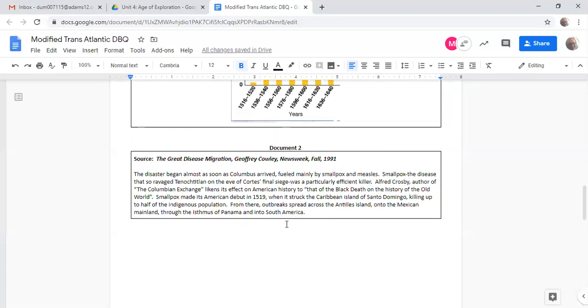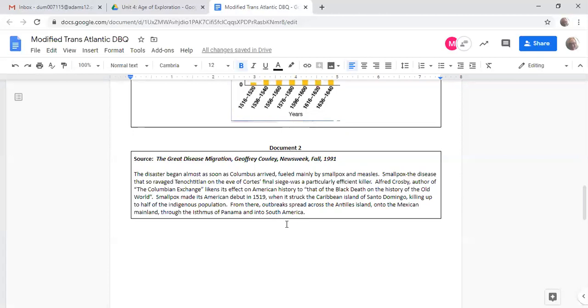The disaster began almost as soon as Columbus arrived, fueled mainly by smallpox and measles. Smallpox, the disease that so ravaged Tenochtitlan on the eve of Cortez's final siege, was a particularly efficient killer. Alfred Crosby, author of The Columbian Exchange, likens its effect on American history to that of the Black Death on the history of the Old World. Smallpox made its American debut in 1519 when it struck the Caribbean island of Santo Domingo, killing up to half of the indigenous population. From there, outbreaks spread across the Antilles Island onto the Mexican mainland through the Isthmus of Panama and into South America.